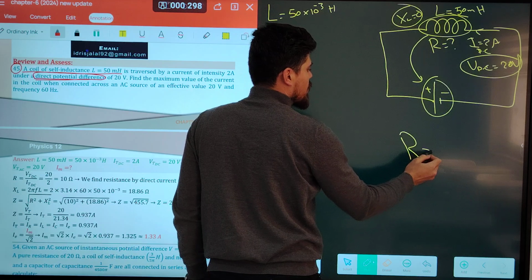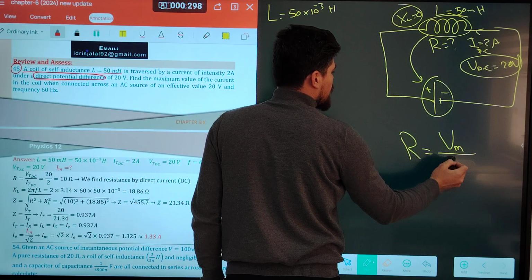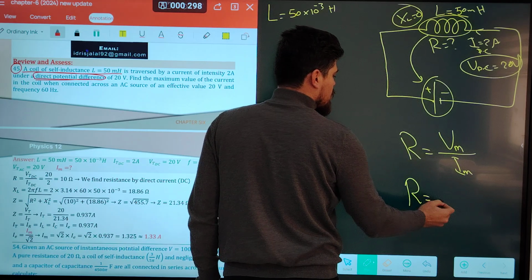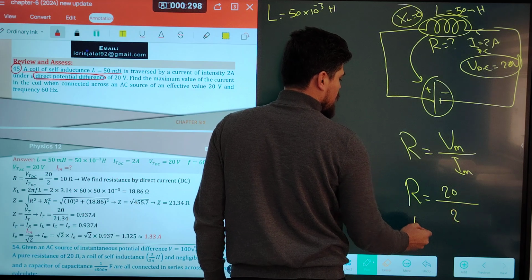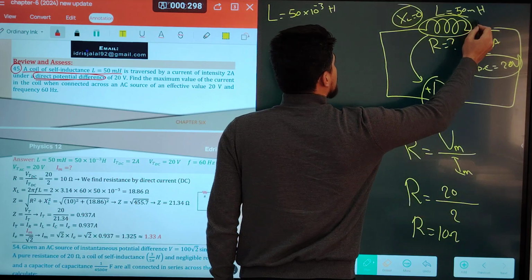Now, can we find the resistance of this coil? Absolutely yes. Resistance is equal to the maximum potential difference over the maximum current. R is equal to 20 divided by 2. R is equal to 10 ohm. Now, do we have resistance? Yes.